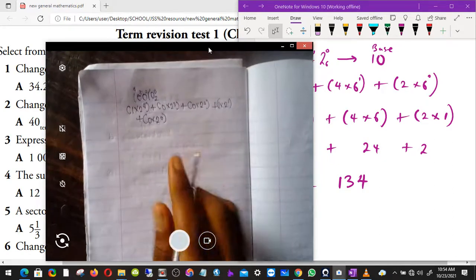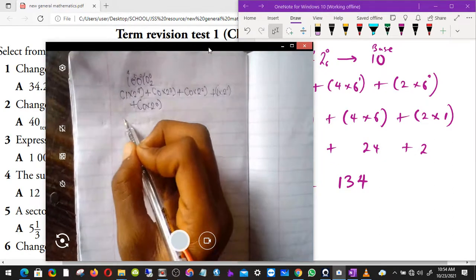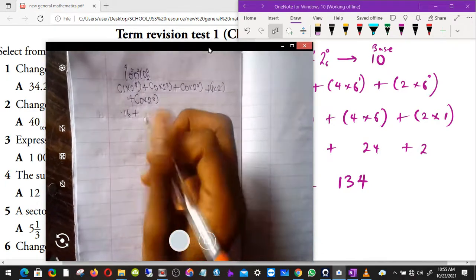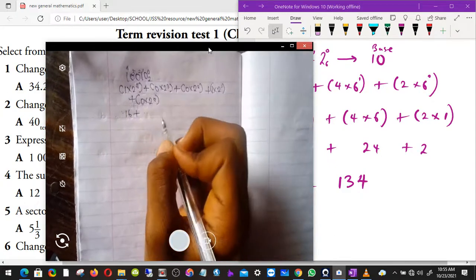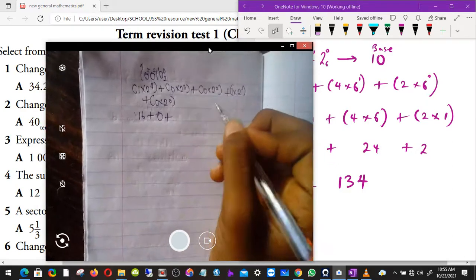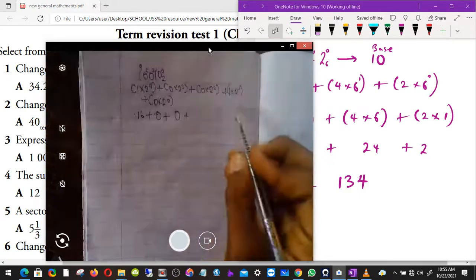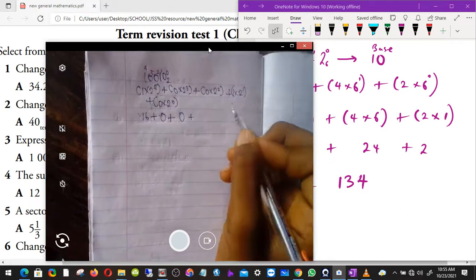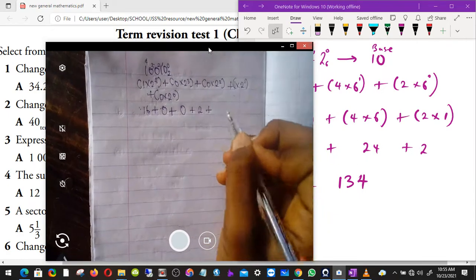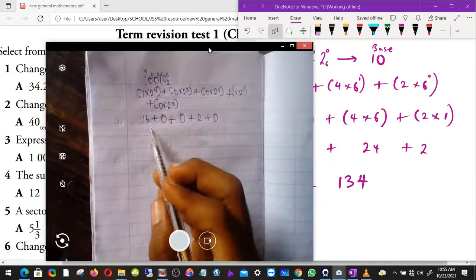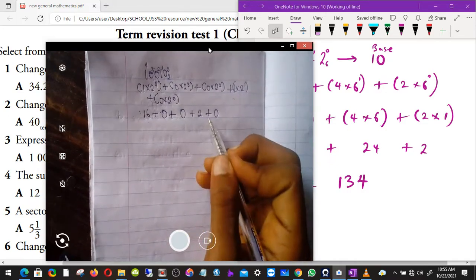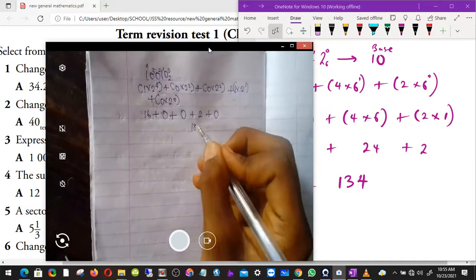Okay, Victor, finish the expansion. 1 times 2 raised to the power 4 is 16. Plus 0 times 2 raised to the power 3. 2 raised to the power 3 is 8. Anything times 0 is 0. 0 times 2 raised to the power 2 is 0. Plus 1 times 2 raised to the power 1. 2 raised to the power 1 is 2. 1 times 2 is 2. Plus 0 times 2 raised to the power 0 is 0. Good. 16 plus 0 is 16, plus 2 is 18, plus 0. That is 18 in base 10.